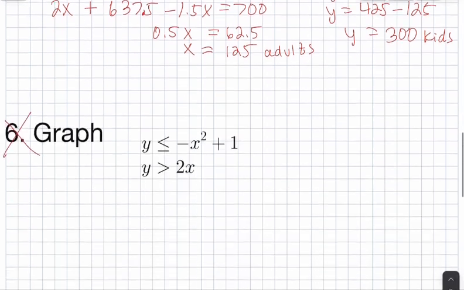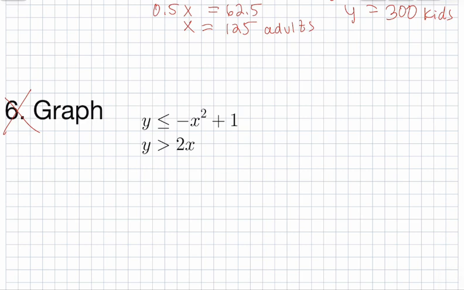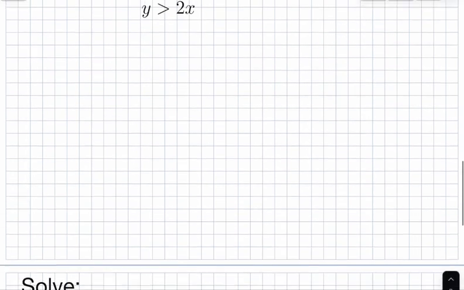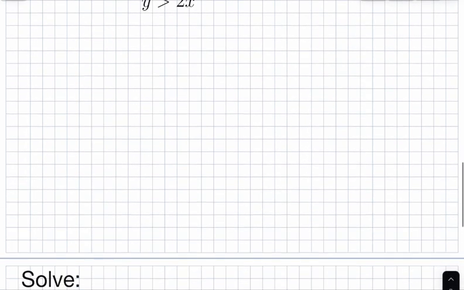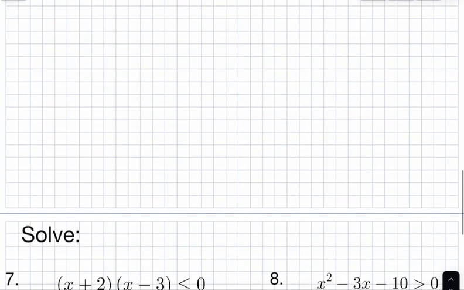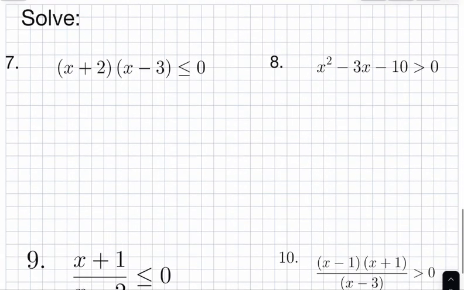Okay. We are going to skip number 6, so just go ahead and cross that out. We didn't do much with linear or nonlinear inequalities that look like that. We didn't have time to get to that. But we did do ones like number 7 and 8 and 9 and 10. So let's finish up and do those ones together.